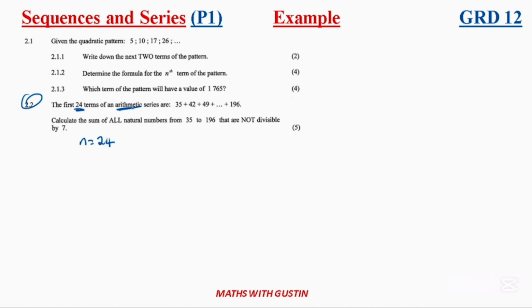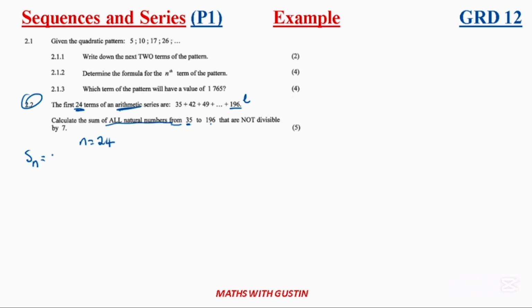It's an arithmetic sequence, and then it's got these numbers 35, 42, 49, etc. 196 is the last term, so we know this is the last term here. It says calculate the sum of all natural numbers from 35 to that, that are not divisible by 7.